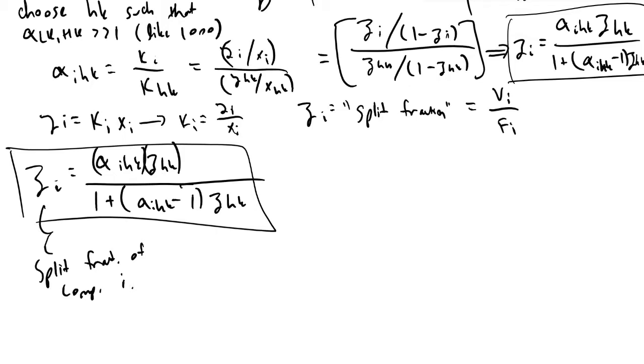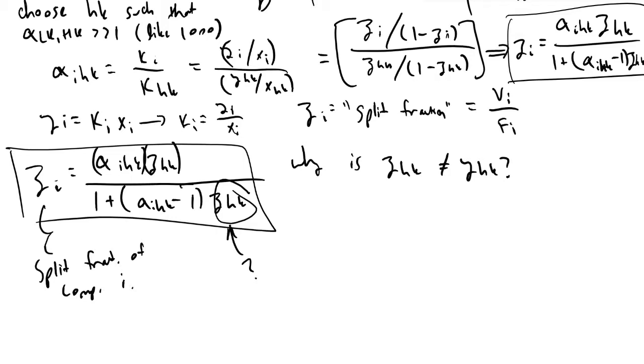Even if you know the mole ratio of your heavy key component in the vapor phase, that's not enough to be able to determine this quantity here. And so what people end up doing is a guess and check method. But before I get to that, I'd like to talk a bit more about why zeta hk is not necessarily equal to y hk.